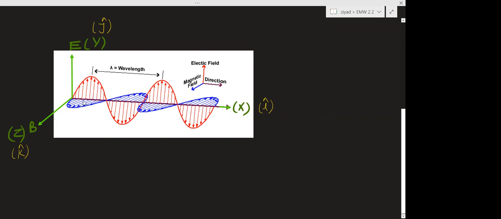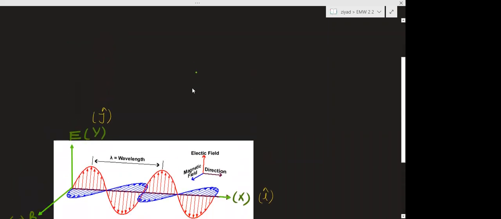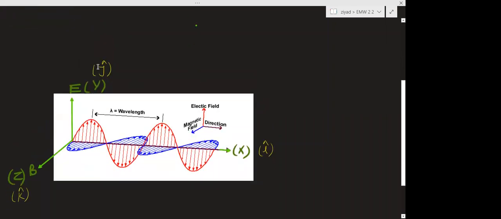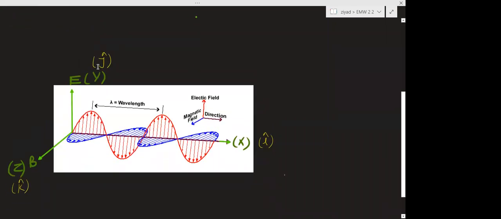Same is the case with the magnetic field, but the magnetic field oscillation is taking place in the z direction. We have considered this, and the whole wave is propagating along the x direction. Remember this point: the electric field is oscillating towards the y direction, the magnetic field towards the z direction, and the direction of propagation of the wave, meaning the direction in which the wave is going, is the x direction. So this is the graphical representation of an electromagnetic wave. You can just take the screenshot.